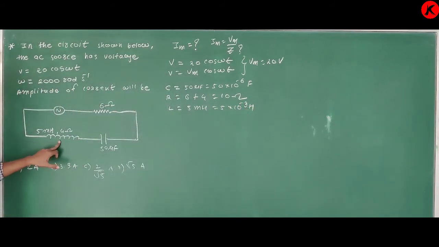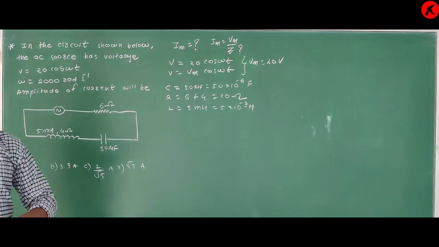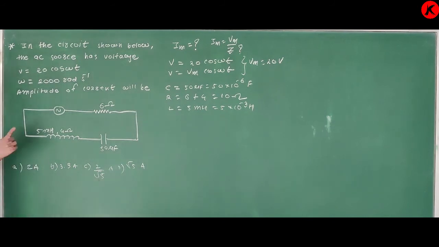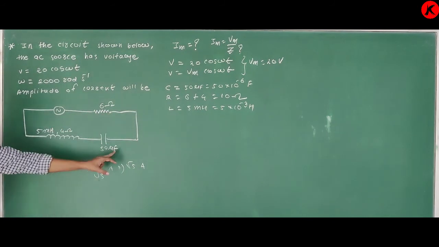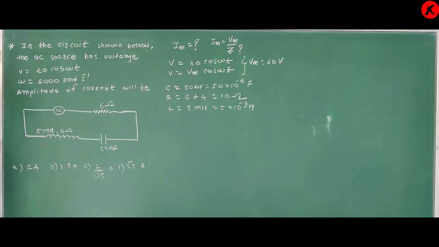So remember, it is not a pure inductor. For a pure inductor, resistance is 0, and for a pure resistance, inductance is 0. So you are given R, L and C. From the figure it is clear that it is an LCR series AC circuit.